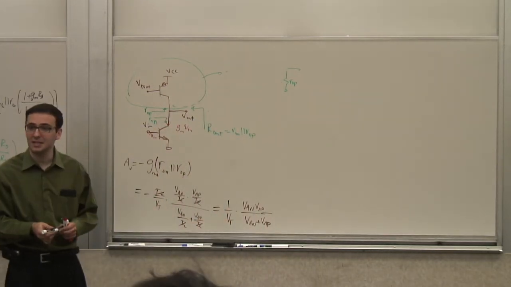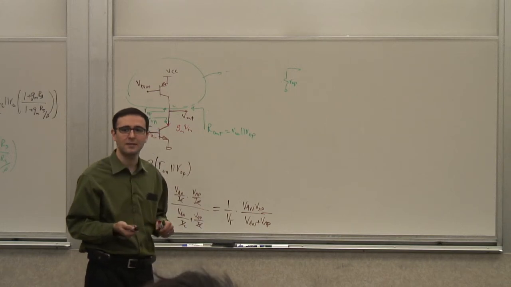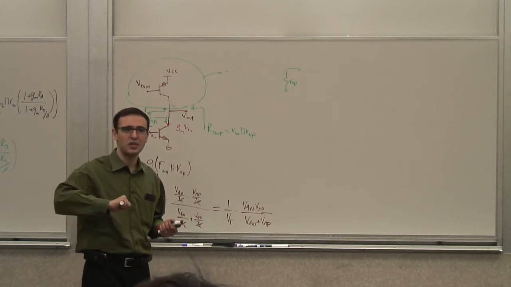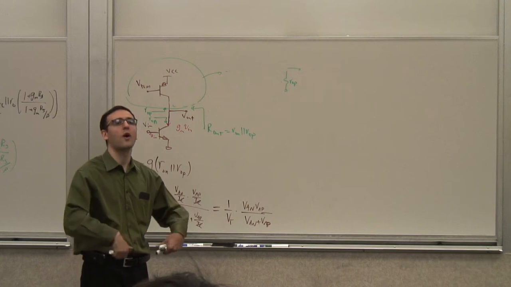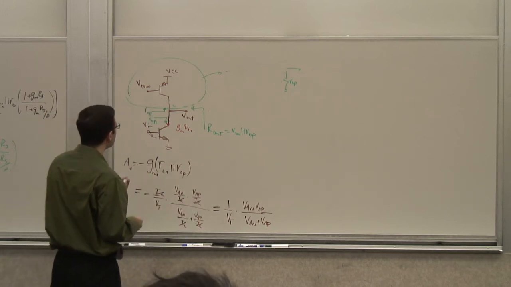So the gain of this thing is actually independent of the operation current. And it kind of makes sense because the impedance, if you lower the current, GM goes down, RO goes up by the same factor. So that's what it is. But let's calculate the gain.